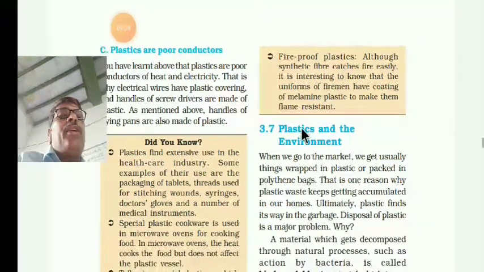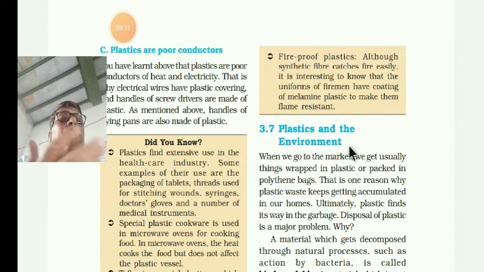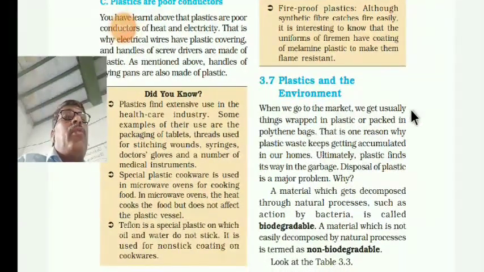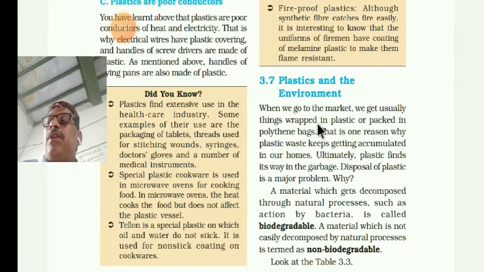Now we will discuss plastics and the environment. What you studied earlier were the properties and uses of plastics. Now you will see plastics and the environment. Is plastic environmentally a good one, a friend, or what? When you go to the market we usually get things double wrapped, covered with paper or other materials, or packed in polythene bags. That is one reason why plastic keeps getting accumulated in our homes. Ultimately, plastic finds its way into the garbage.